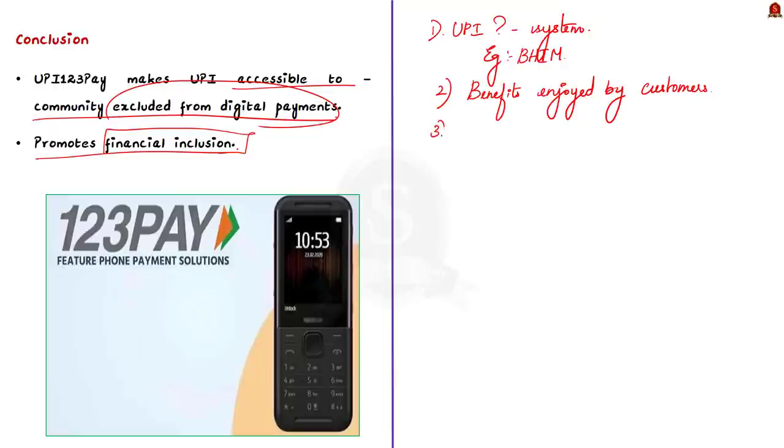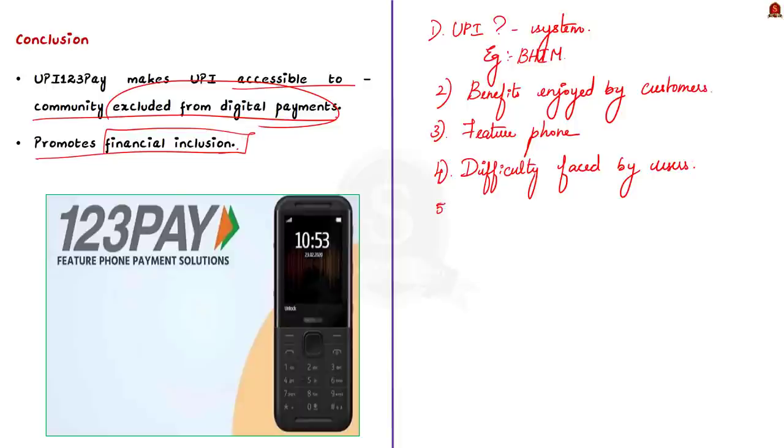And after that, we moved on to see about the feature phone. It is nothing but a phone which has more features than a standard phone, but it is not equivalent to a smartphone. And after that, we saw the difficulties faced by the feature phone users, which are the need of internet facility and the unavailability of scanning facility. And we saw about the Unstructured Supplementary Service Data, USSD, which is a mobile banking service, through which financial and non-financial transactions can be done without internet. This is popularly called as *99# by the National Payments Corporation of India.